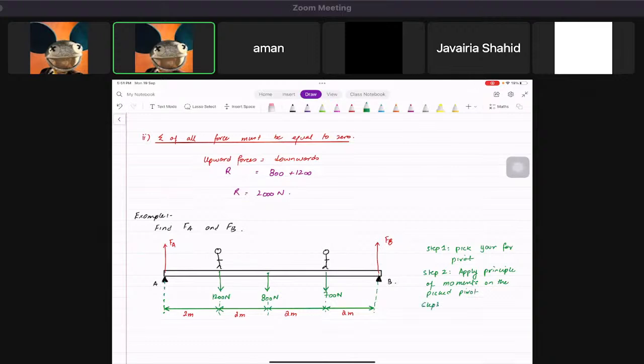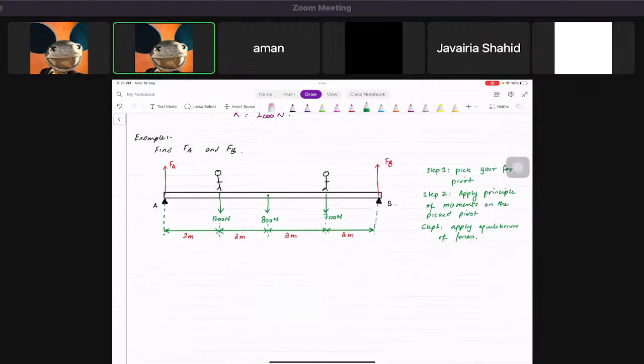And step 3 is that you apply equilibrium of forces as well. So both conditions of equilibrium. First of all, because Aman said it, we are going to do principle of moments about A. So principle of moments, we already know what that is: sum of clockwise equals sum of anti-clockwise.